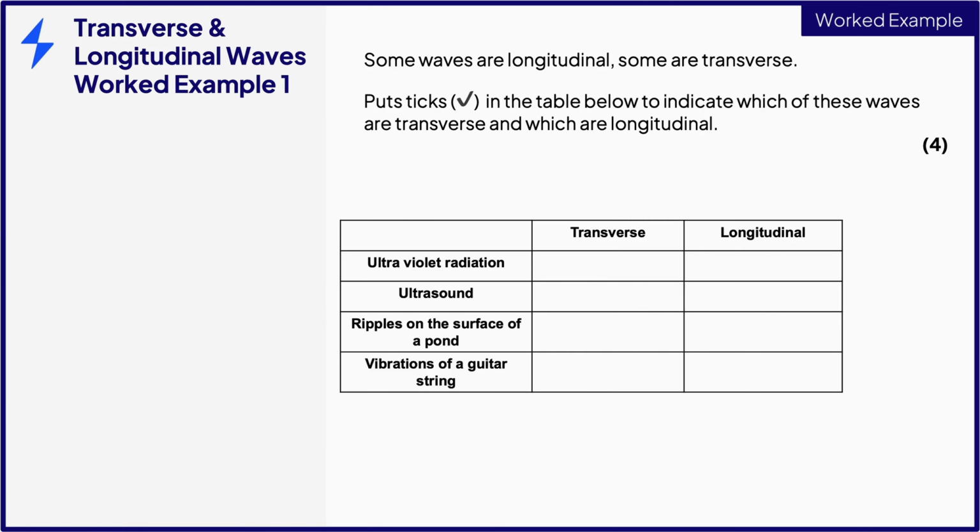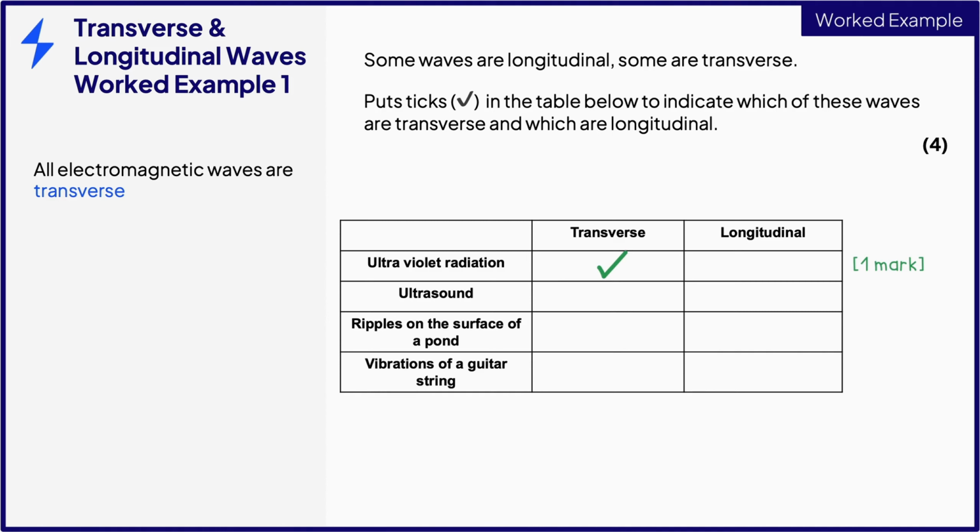Let's see this in practice. Some waves are longitudinal, some are transverse. Put ticks in the table below to indicate which of these waves are transverse and which are longitudinal for 4 marks. Ultraviolet radiation is a type of electromagnetic radiation. We know that all electromagnetic waves are transverse, so ultraviolet must also be transverse.